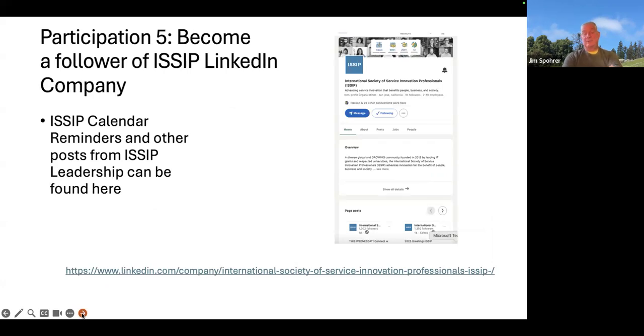Participation number 5 item is become a follower of ISSIP LinkedIn company. And there's ISSIP calendar reminders on the company, and ISSIP leadership can be found there. So it's definitely good for people interested in being part of the ISSIP community to become a follower of the LinkedIn company.